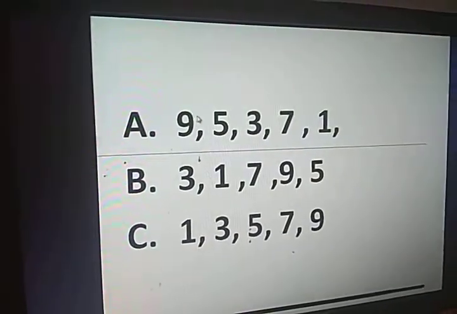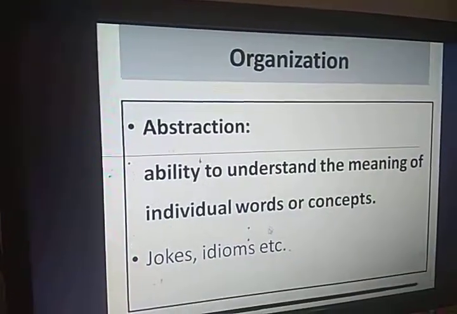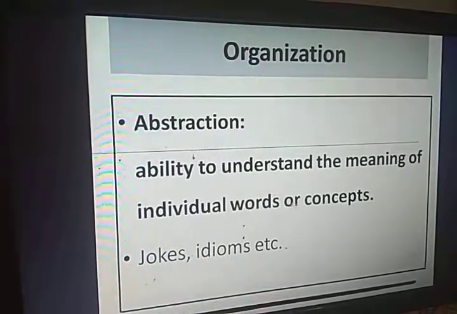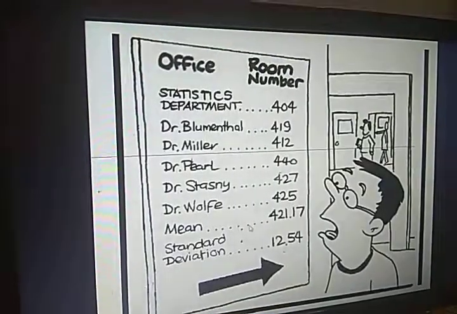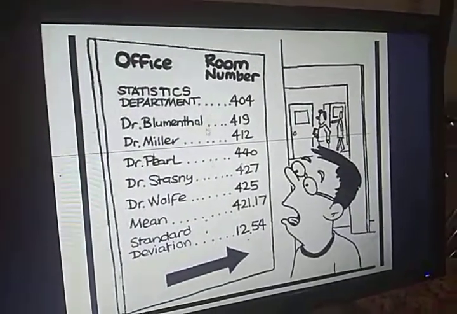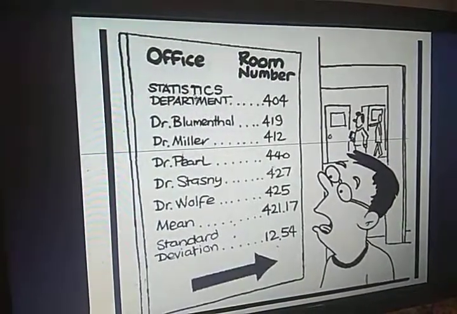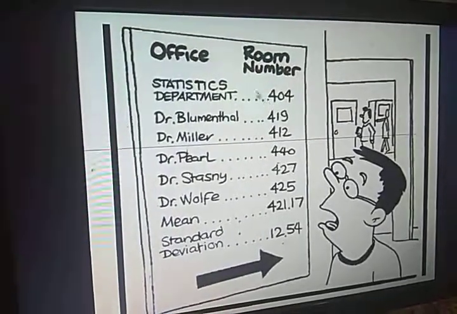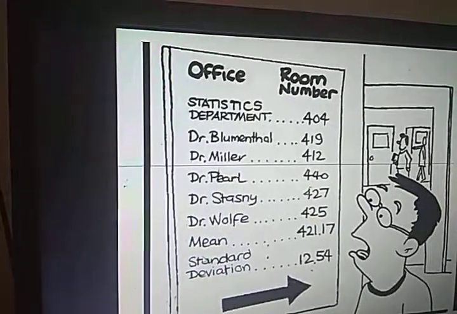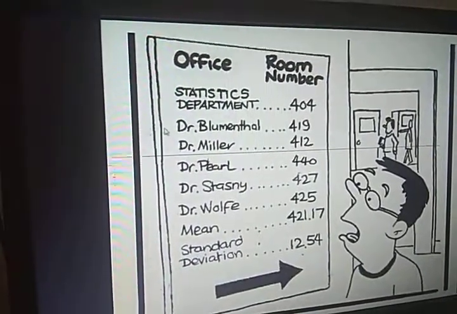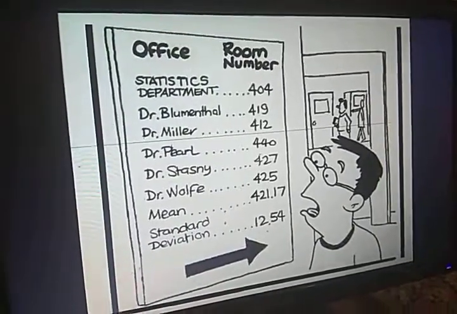Here's an example of sequencing: A, B, C, and the numbers have proper sequencing. Abstract is the ability to understand the meaning of an individual word or concept. Understanding jokes and idioms is one of the processing functions of our brain. This cartoon is showing a man looking at the board, showing the statistics department, doctors, and teachers' names and room numbers. But statisticians can deal with any number, and they can formulate any number and form means and standard deviations. So the joke within this cartoon we can understand by the processing functions of our brain.